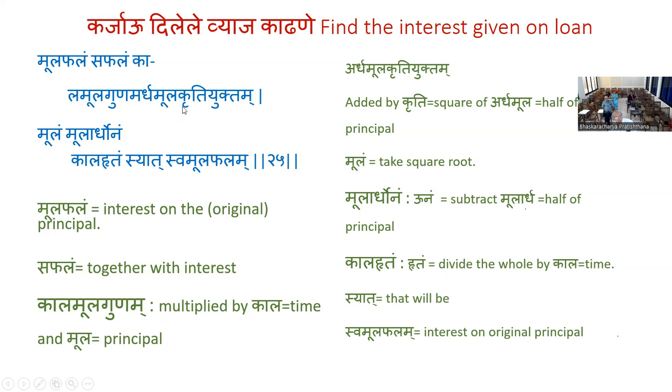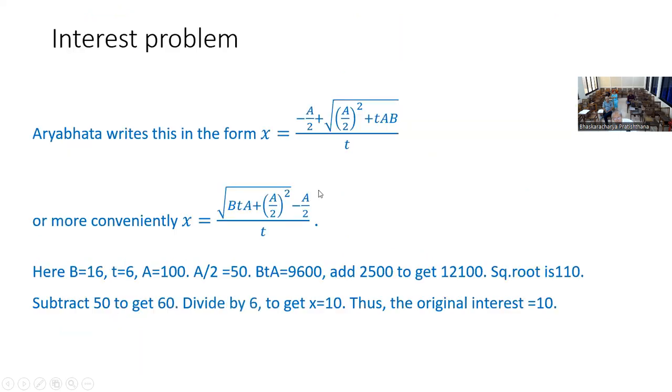Ardha Mula Kruti Yuktam. Ardha Mula. Mula means, for example, 100, the original principal. Half of that, A by 2. Then Kruti means square of that. So add that to this thing. If you look at this formula, it will become clear that BTA of that. So B is 10 plus 6. Mula Phalam, Saphalam. Kala is T.